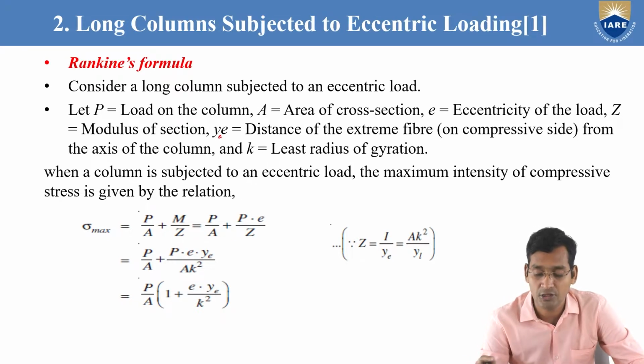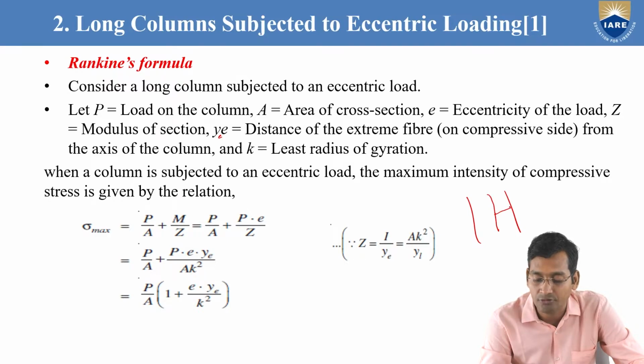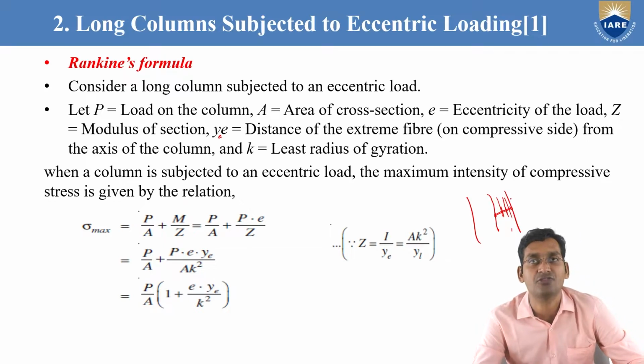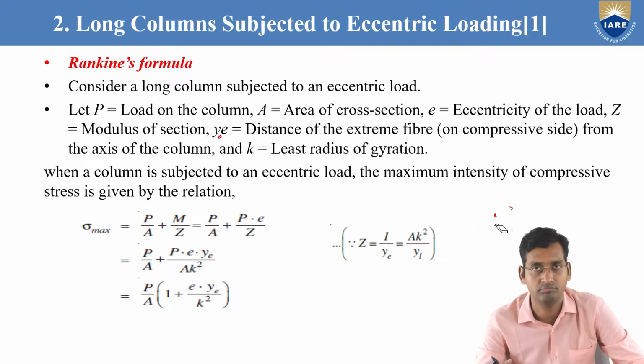So from the axis, whichever side it is, that will be the extreme fiber. So the distance from the axis to this extreme fiber, not this one, because many fibers will be there. The extreme fiber, or you can say the last fiber from the axis, that distance is YE. And K is the least radius of gyration, which you already know.